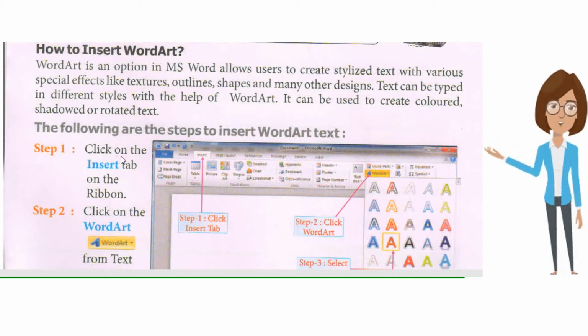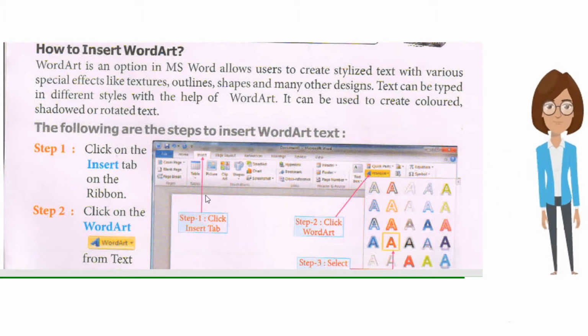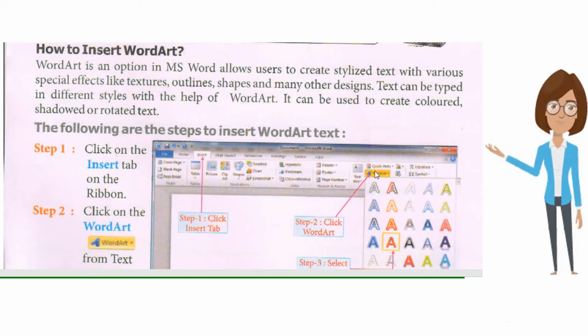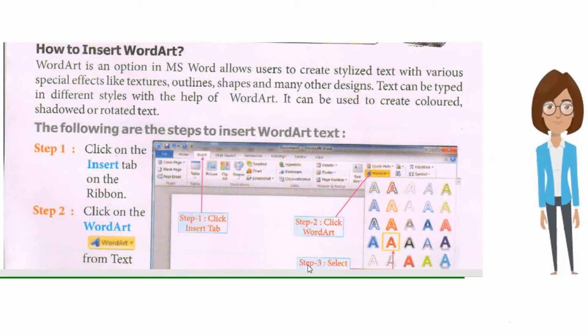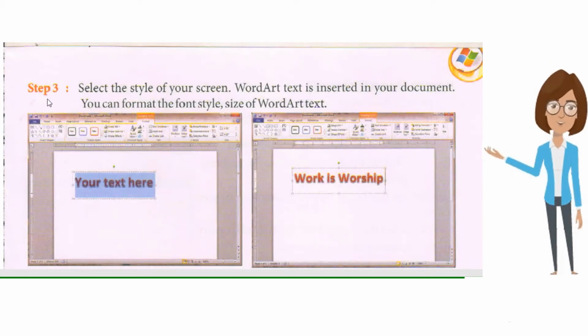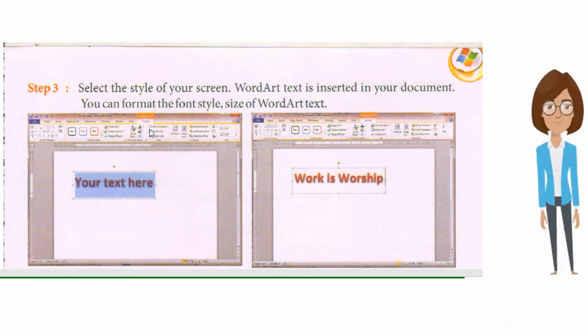Step 1. Click on the Insert tab on the ribbon. Step 2. Click Word Art. Step 3. Select the style on your screen. Word art text is inserted in your document. You can format the font style and size of the word art text.